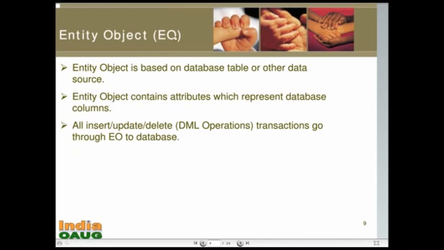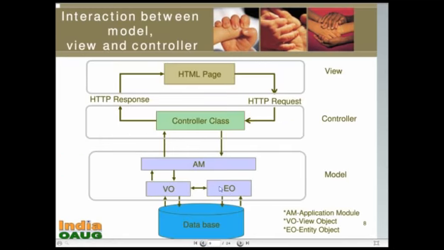EO based means whatever VO we have created, this we can't attach to the AM directly. So once you create an entity object, you must create a view object for that. Then you attach the VO to the AM. Entity object cannot be attached to the AM directly. So as soon as you create an entity object, you must create a view object for that. Then attach the view object to the AM, AM to the controller, controller to the page.